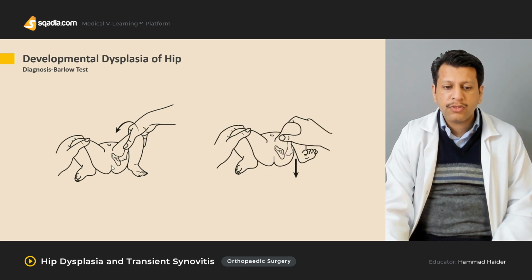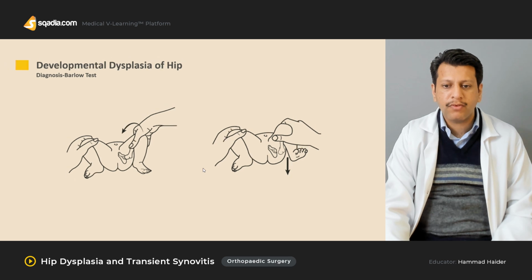And that is what it is showing. If they have done this adduction, and then with the knee they're pushing it backwards, once this happens, if there is a dysplasia of hip, the femoral head will come out or dislocate with a clunk, and that would make the Barlow test positive.